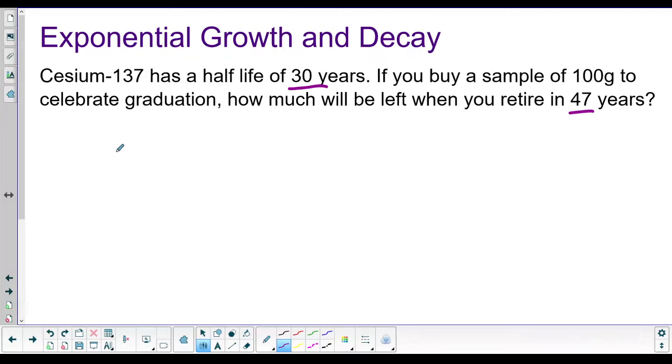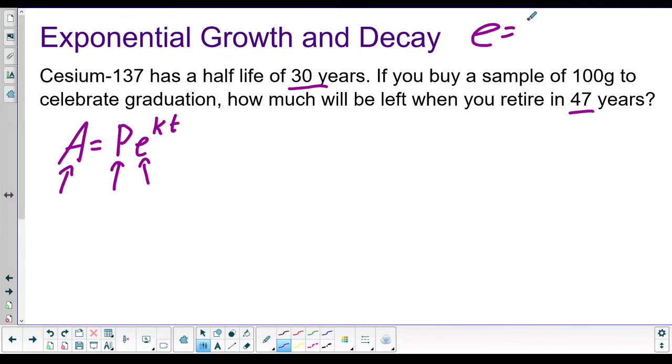So what we need to do for this problem is use our exponential growth equation. And that equation is A = Pe^(kt). P is our starting amount, A is our ending amount, e is Euler's number. It's a button on your calculator. It's e equals 2.7, I want to say 81. It might be 1.8. I forget.